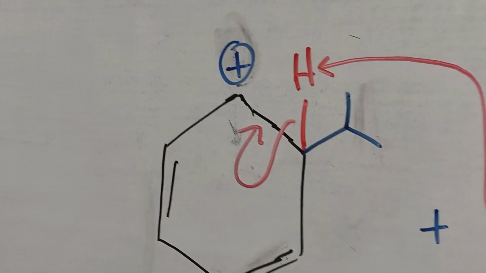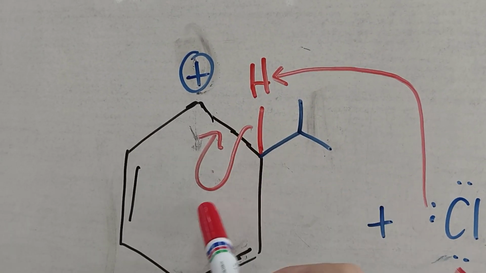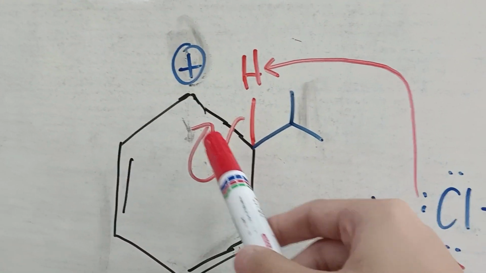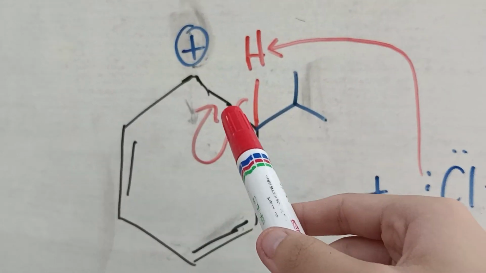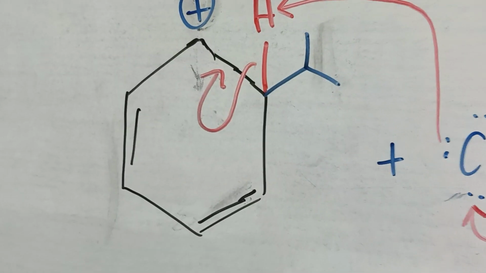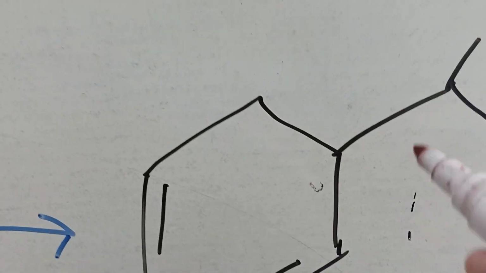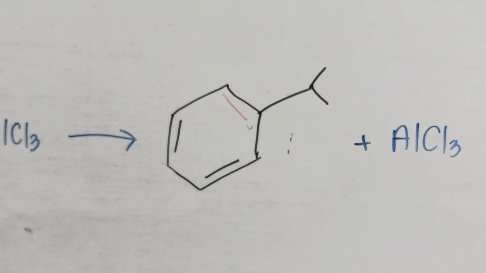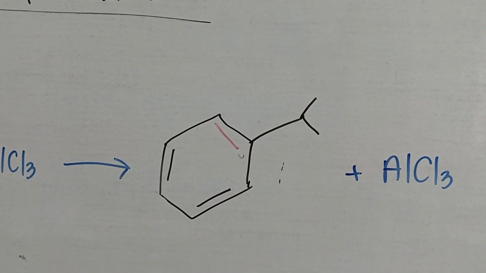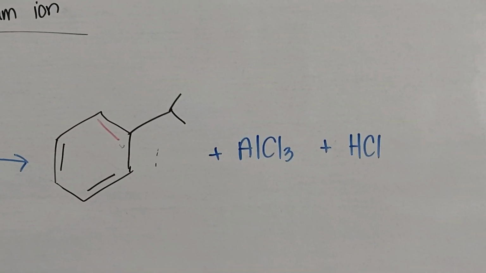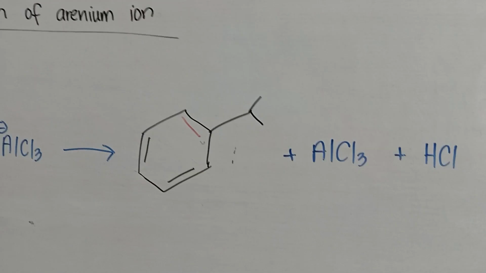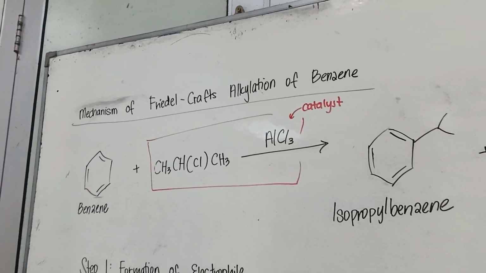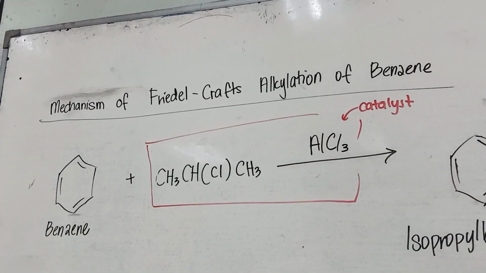What about the benzene? Now that the electron has been given back to the benzene, this will reform the double bond over there. So we can write it like so. So we have successfully produced isopropylbenzene along with the side product. So our mechanism of Friedel-Crafts alkylation of benzene is complete.